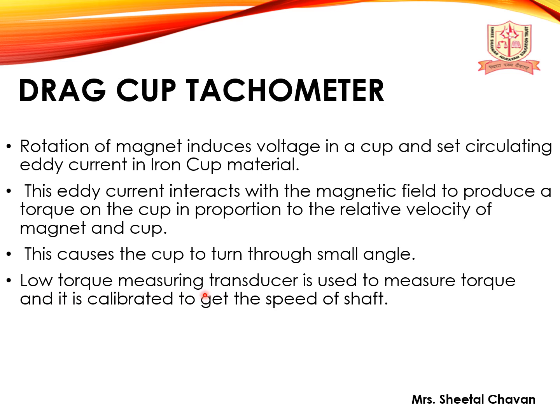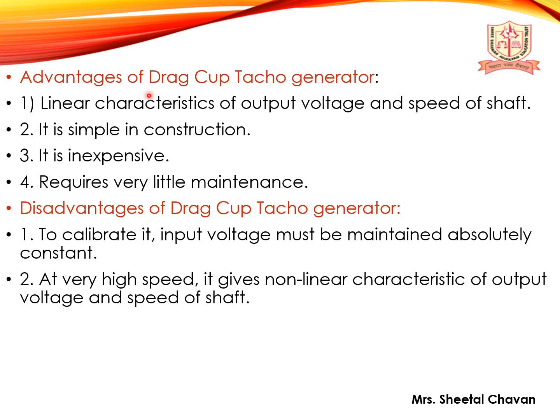Now, the low torque measuring transducer is used to measure the torque and it is calibrated to get the speed of the shaft. Now, let's see what are the advantages of drag curve tacho generator. First, linear characteristics of output voltage and speed of the shaft. It is simple in construction, it is inexpensive, and it requires very little maintenance.